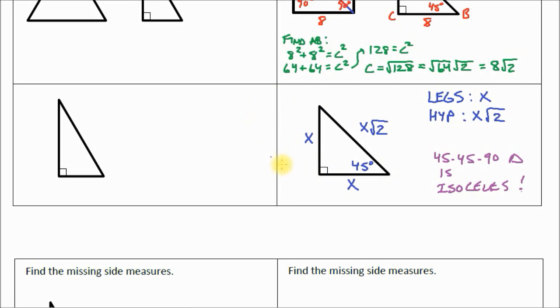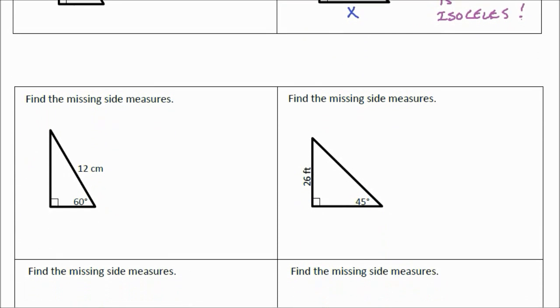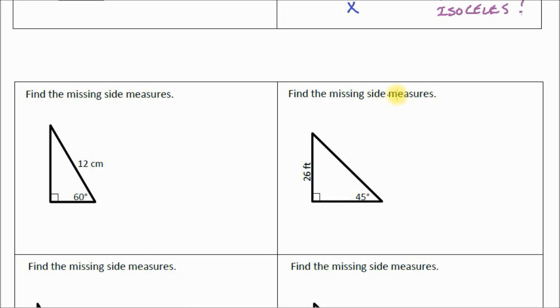All right, now with this rule right here, class, we can find the sides of a 45, 45, 90 triangle very quickly. Let's take a look at an example. Here's our first one. Find the missing side measures. Well, here's a 45, 45, 90 triangle. We know the length of this side is 26 feet. Let's write our rule real quick. The legs of a 45, 45, 90 triangle can be x. That means the hypotenuse is going to be x times the square root of 2.